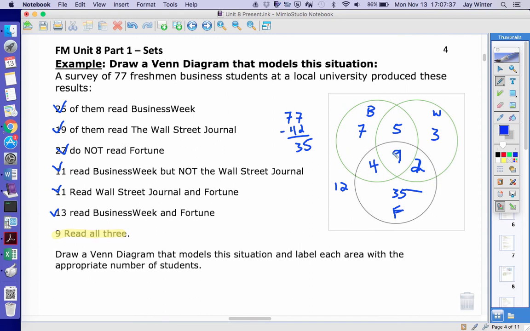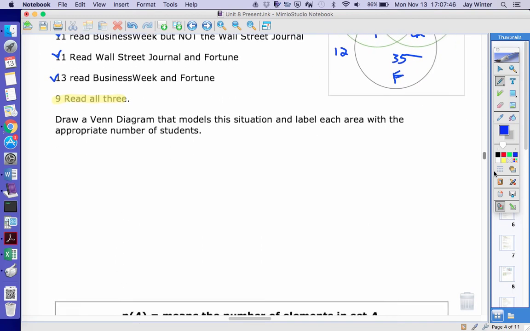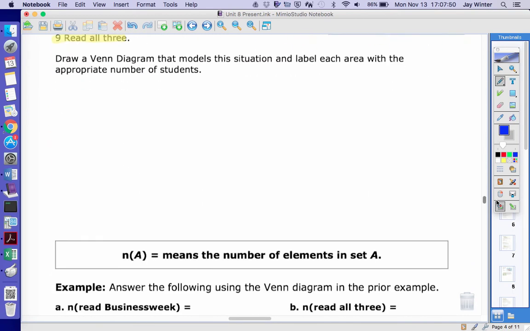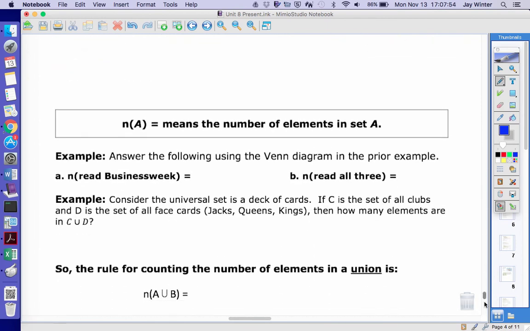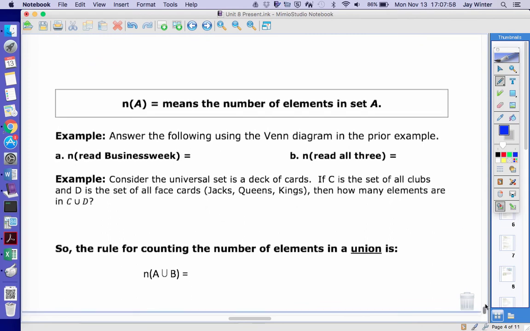So I have 35 students that read just Fortune alone, and I have a bunch more that read some combination of publications. I've got 12 that don't read any, 7 that read Business Week alone, and 3 that read the Wall Street Journal alone. All right, so I hope that was a helpful problem for you, and it really gives rise to something called the union rule, which we're going to revisit.